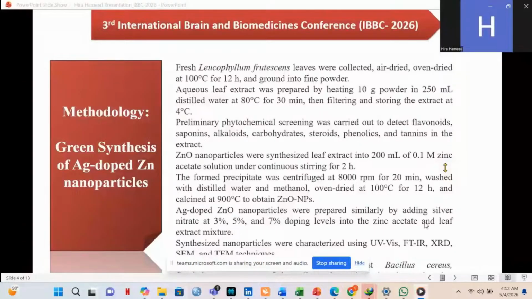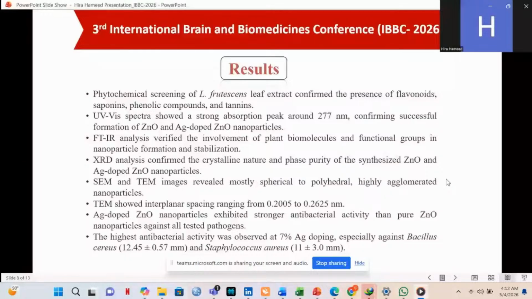Phytochemical screening of Lantana camara leaf extract confirmed the presence of flavonoids, saponins, phenolic compounds, and tannins. Ultraviolet visible spectra showed a strong absorption peak around 277 nanometers, as I showed before. Here we can see the maximum peak at 270, confirming successful formation of zinc oxide and silver doped zinc oxide nanoparticles.